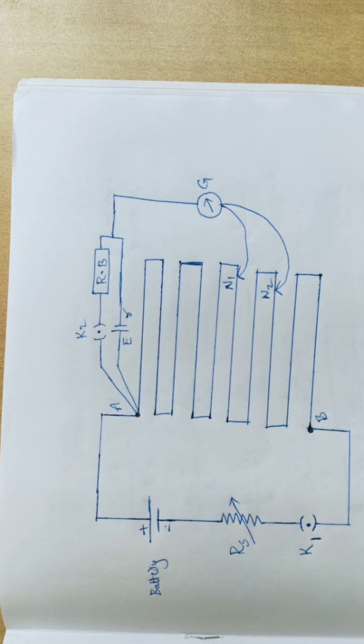Now students, observe the circuit diagram. In a potentiometer, we have two types of circuits.